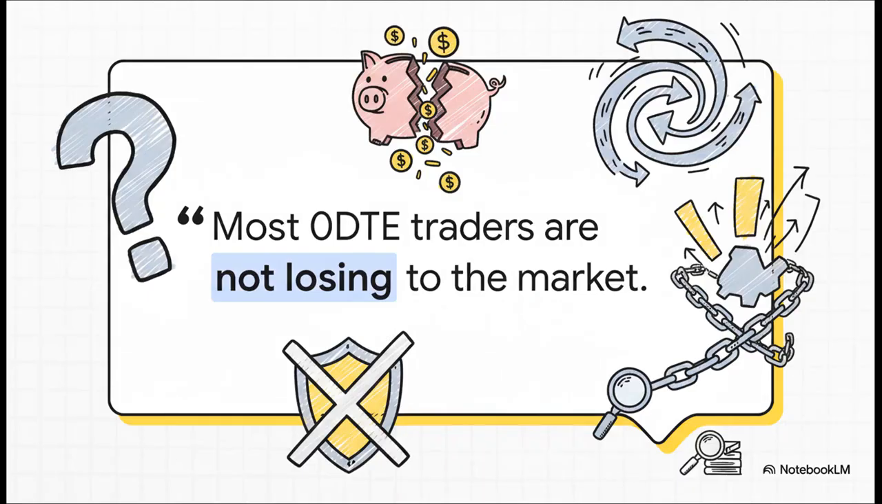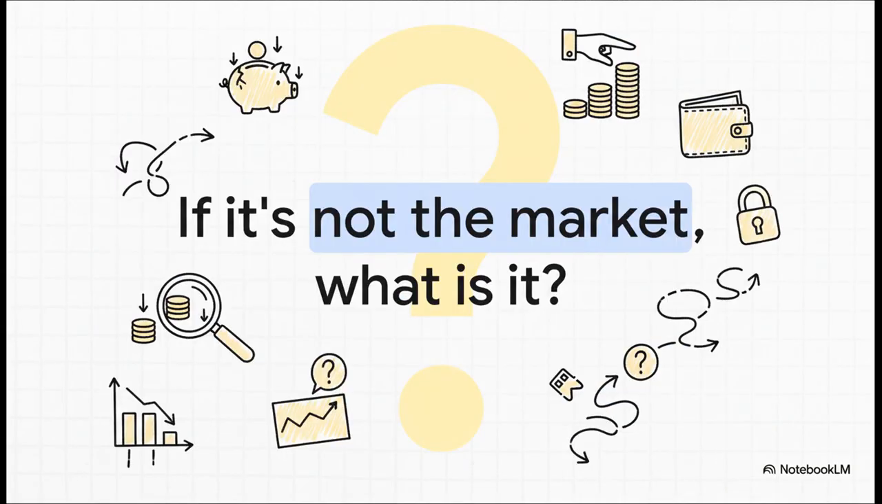So let's just kick things off with a statement that probably goes against everything you've ever heard. Most zero DTE traders are not losing to the market. It's so easy to blame bad timing or some crazy volatility spike or just plain old bad luck. But according to the source material we're looking at today, the real opponent isn't the market at all. Exactly. If your trades are solid, but your P&L is shrinking, where is all the money going? Well, that's the big mystery we're going to crack today.